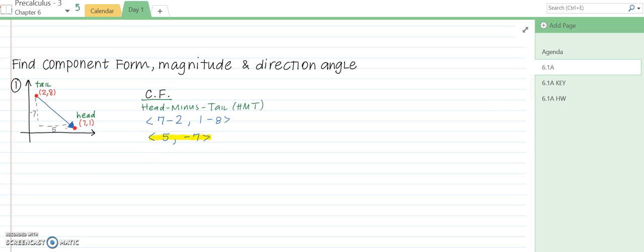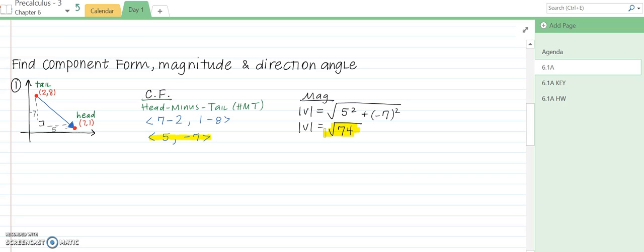The next thing is finding magnitude. Remember magnitude, we represent it with that v. To do it, we take the square root of the horizontal component squared plus the vertical component squared. Because this is a right triangle that we just created, we're looking for the hypotenuse. So we have the magnitude equals the square root of 25 plus 49. That vector has a length of root 74. You can leave it just like that.